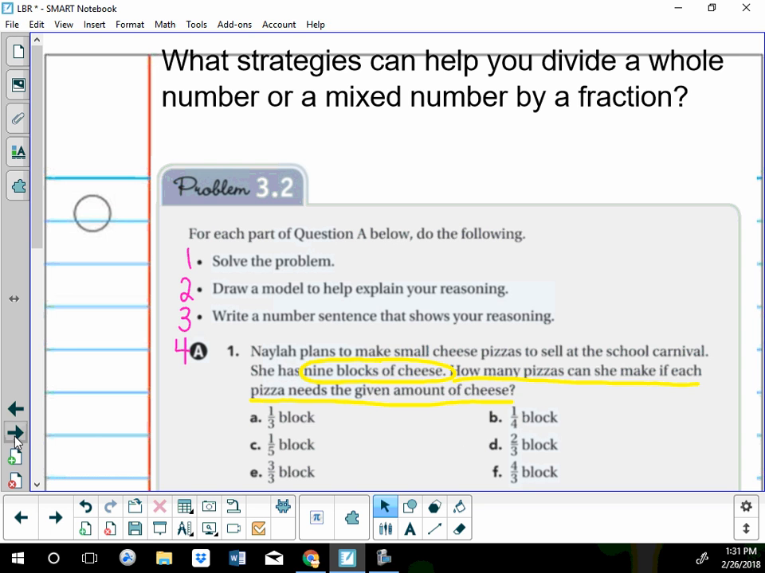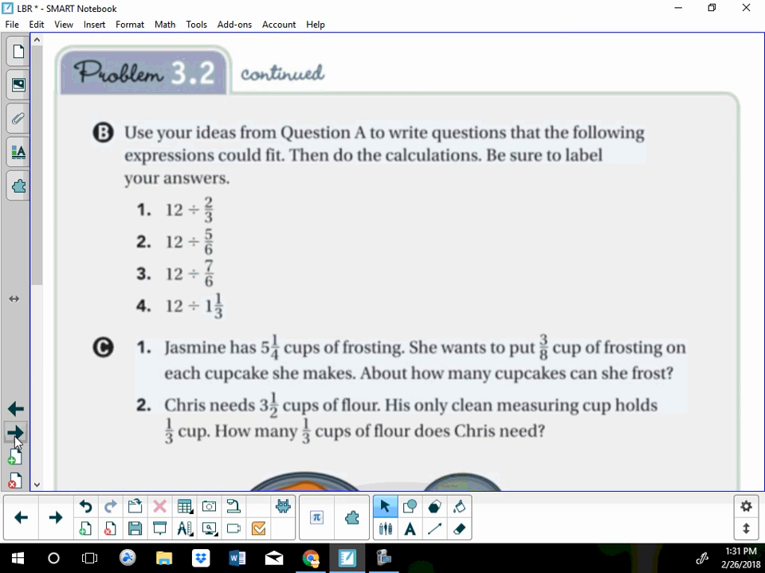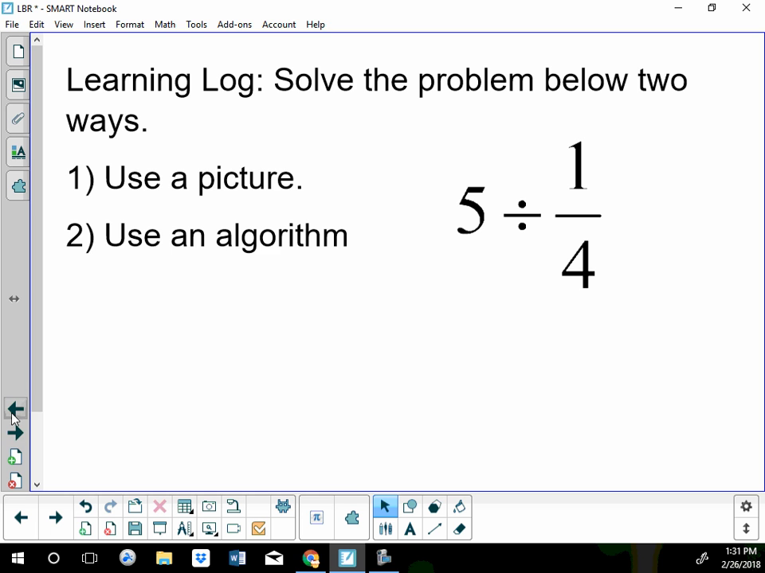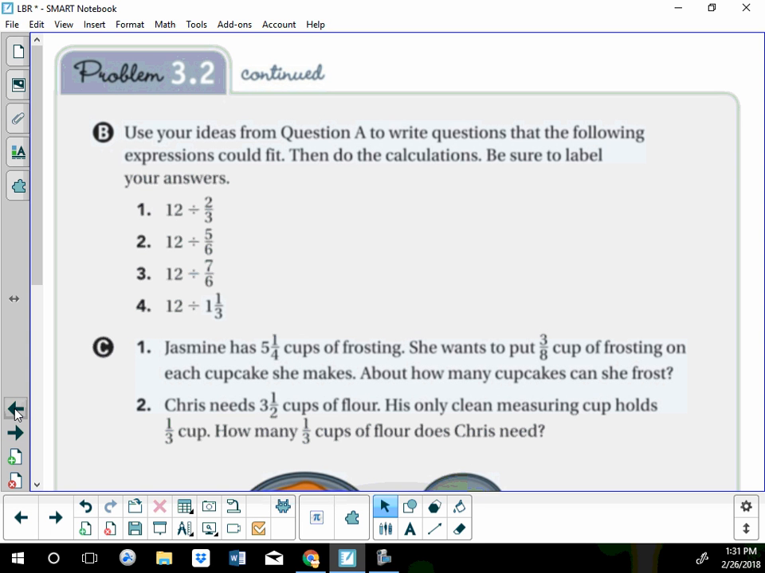All right, we're going to check out B here. And it says, use your ideas from question A to write questions that the following expression could fit. Then do the calculations. Be sure to label your answers. So our first one says 12 divided by 2/3. So I have 12 wholes that I'm dividing up into groups that are the size of 2/3.